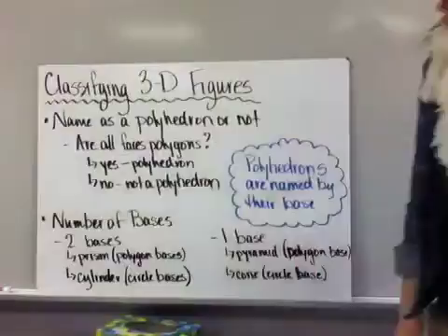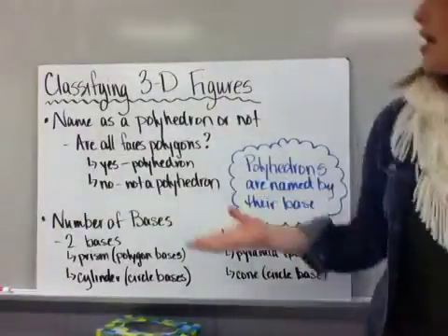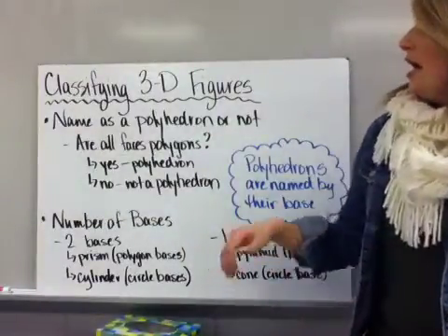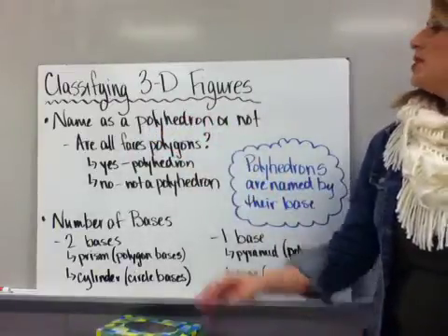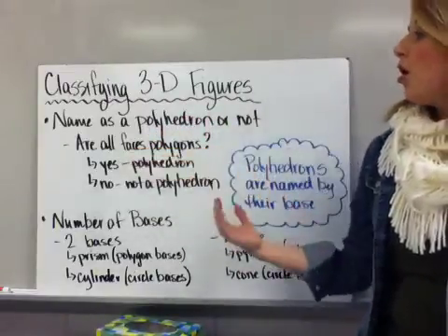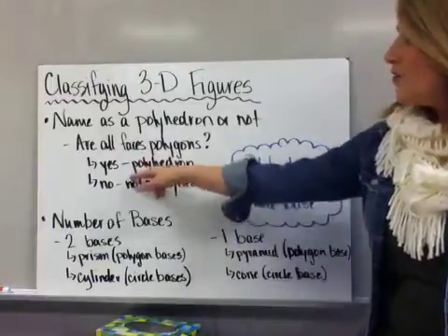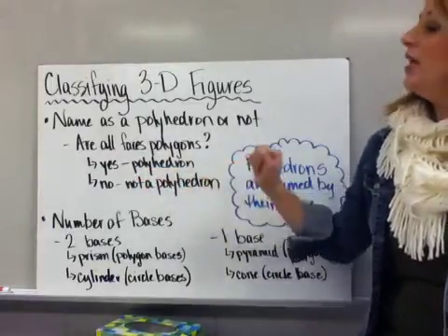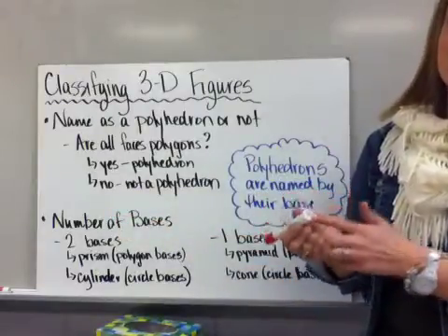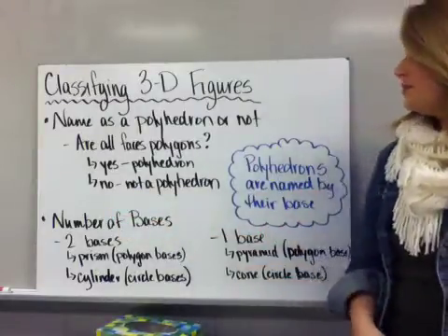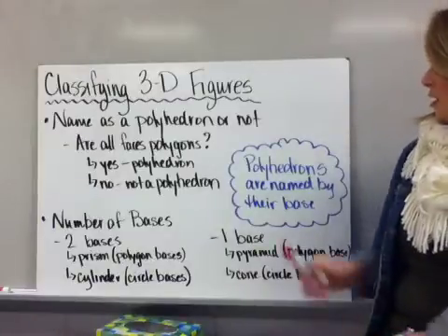Classifying 3D figures is the action of this lesson. This is what you're actually going to be doing. To do this, you're going to name as a polyhedron or not. So you ask yourself, are all the faces polygons? If your answer is yes, then it is a polyhedron. If your answer is no, such as with the cylinder, I have a circle down here, then it's not a polyhedron. Then you're going to name the figure.